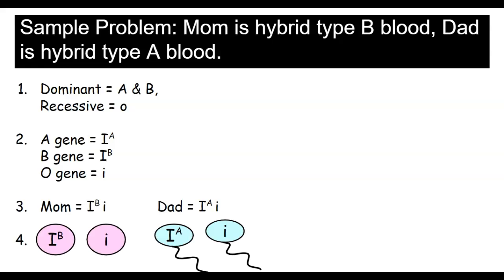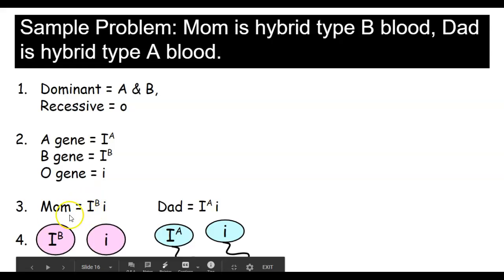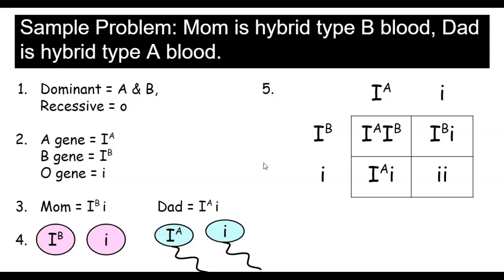Then we write our sperm and our eggs. So for mom, the IB is gonna go into one, the lowercase i in the other, dad, IA, and lowercase i. We do our Punnett square, right? IB and i, IA and i, and then we fill them in, okay? So if we take a look at this, let's figure out what blood types we have.